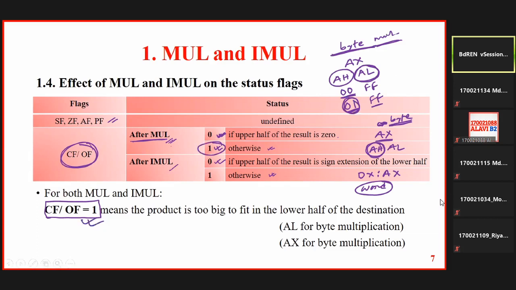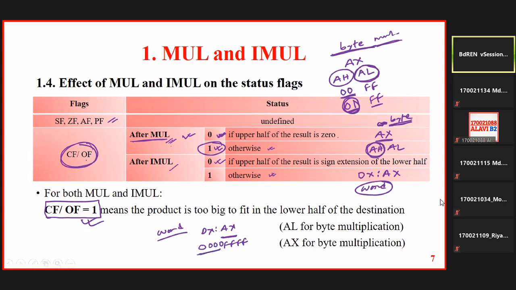And what will happen in case of word? So DX and AX. What is the lower half? It is AX. So even if it is FF and this is 0000, in this case what will it be?